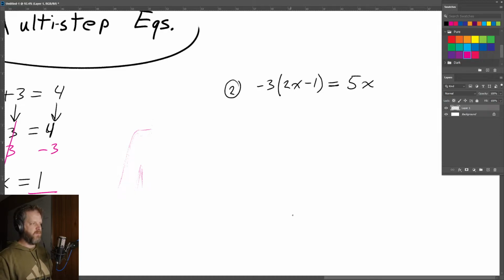Okay. More specific. Combine like terms. Where are the like terms? The 2x and the 5x. That's true, but I can't get to the 2x yet. Why not? Because of the parentheses. So I can't get in there to deal with it yet. So I have to do something else first. So what should I do? Distributive property sounds like a great idea.